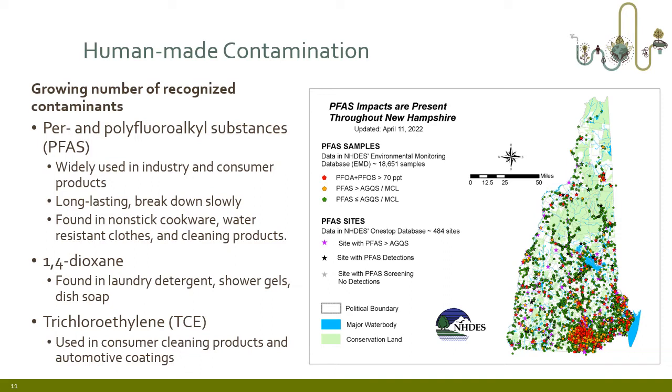Other synthetic chemicals that you may hear about from residents of New Hampshire include 1,4-dioxane, which has been used as a stabilizer for chlorinated solvents and can be found in detergents and personal care products, or trichloroethylene, another chlorinated chemical used in consumer cleaning products and automotive coatings.